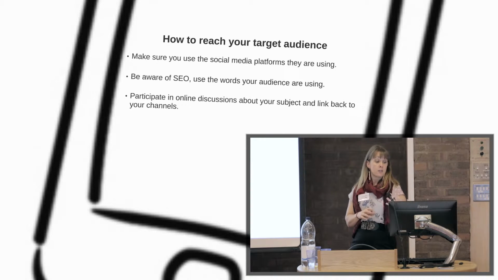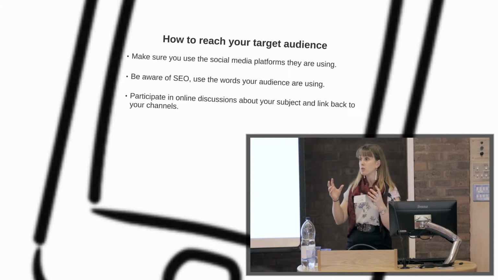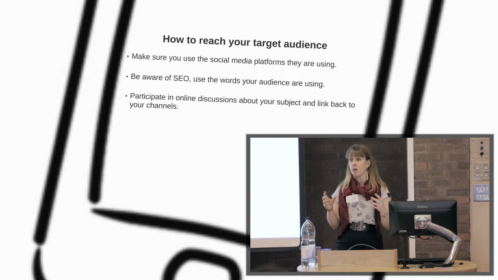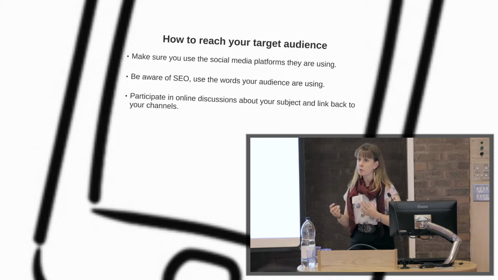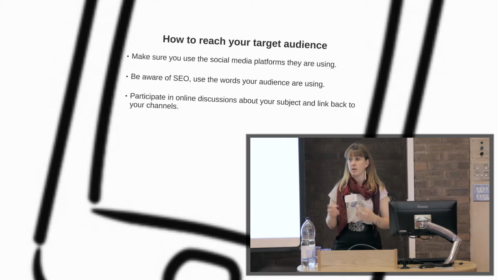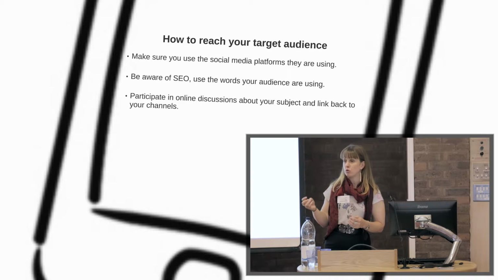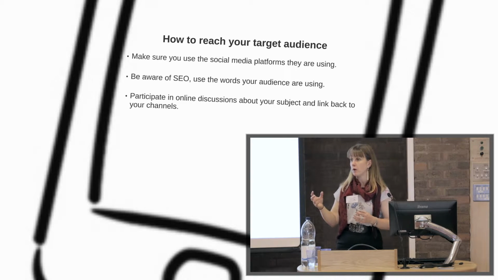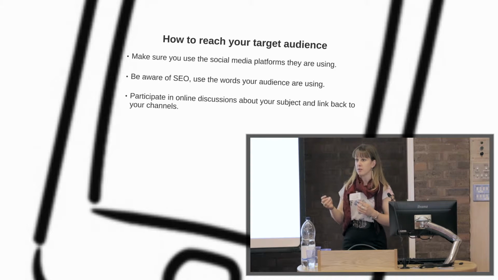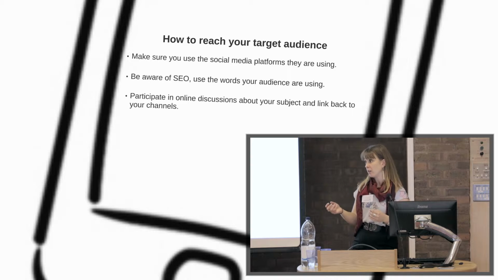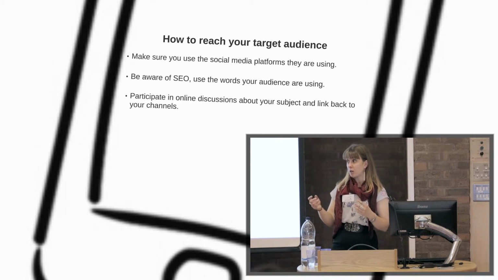The other thing is to participate in online discussions about your subject. So if there is a discussion happening around your research area or an area of expertise that you have, then be involved in those discussions, offer your opinion, show people that you're an expert, and also link back to your channel. So if you've got a Twitter profile or even a research paper that might be relevant to the conversation that they're having, offer a link. But beware of just offering things for the sake of it. If it's not relevant, they're not going to go there.